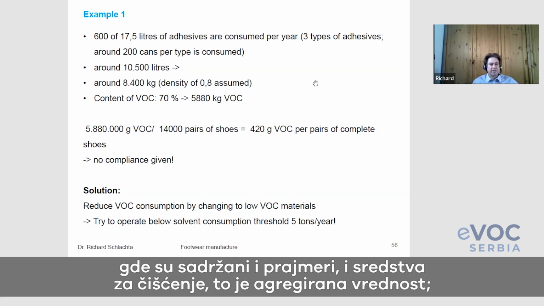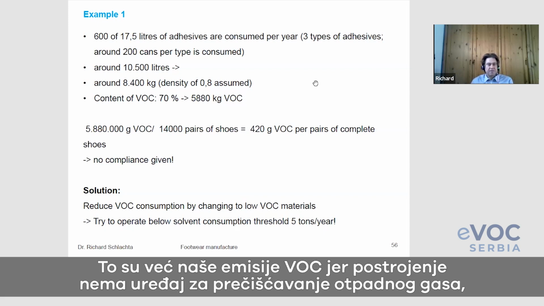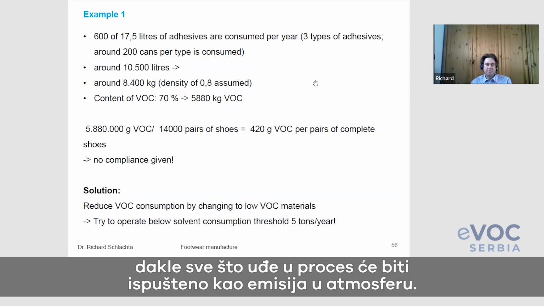That contains primers, cleaners, everything. So that is already an aggregated value. The VOC content is 70%. So you see, we just reach the threshold of 5 tons. That is what you can learn here. That is already our VOC emissions, because we have no waste gas abatement. So that's exactly what we put in will be emitted to the atmosphere.